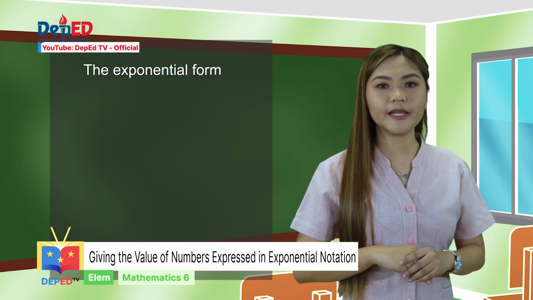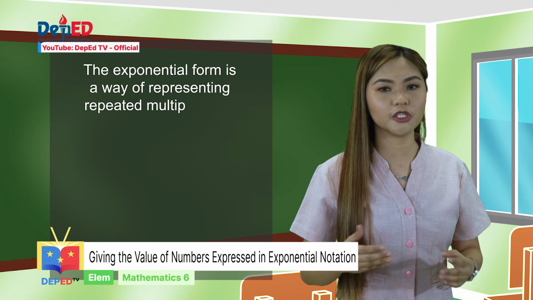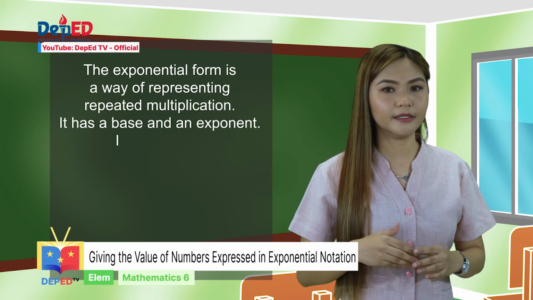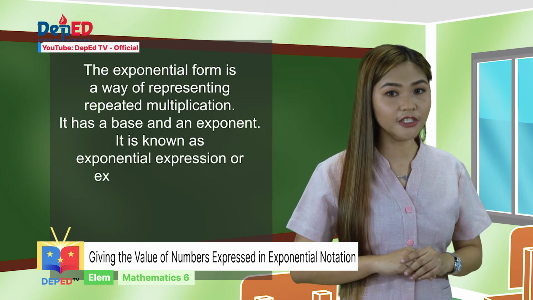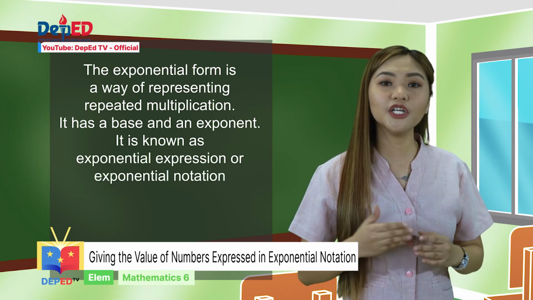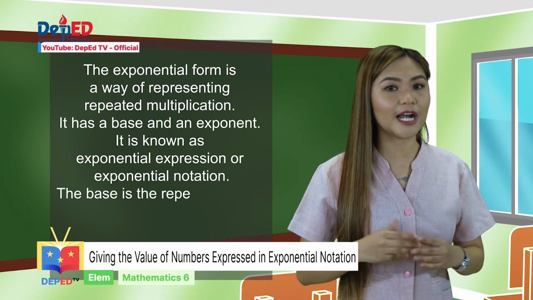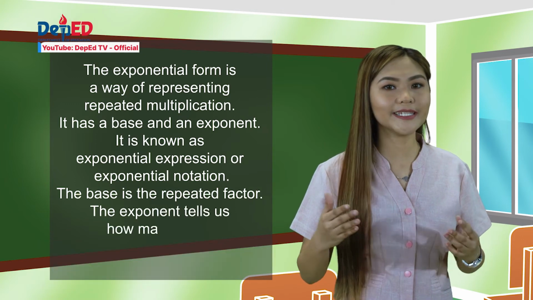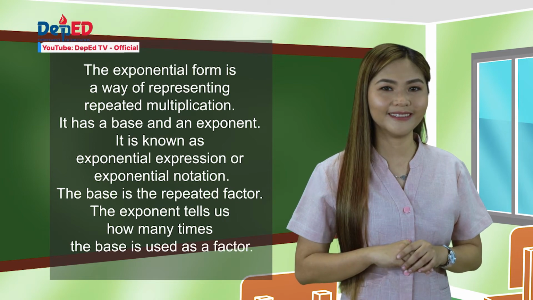matatandaan! The exponential form is a way of representing repeated multiplication. It has a base and an exponent. It is known as exponential expression or exponential notation. The base is the repeated factor. The exponent tells us how many times the base is used as a factor.